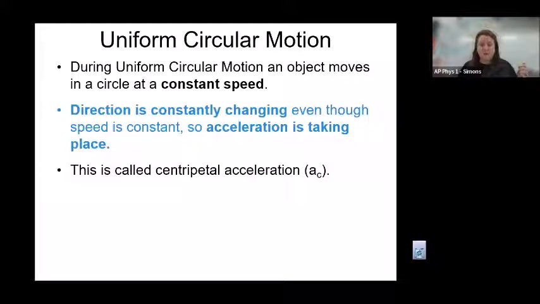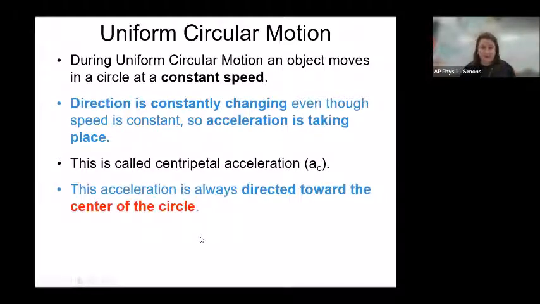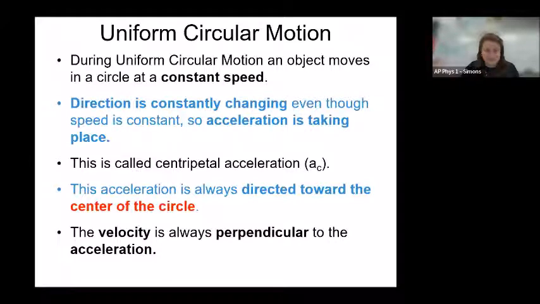Is center pointing. Okay, so centripetal acceleration, it is pointing to the center of the path. So you can think of that C for a circle. You can think of that C for center. You can think of that C as centripetal. It all really means the same thing. And that is also on your equation sheet.